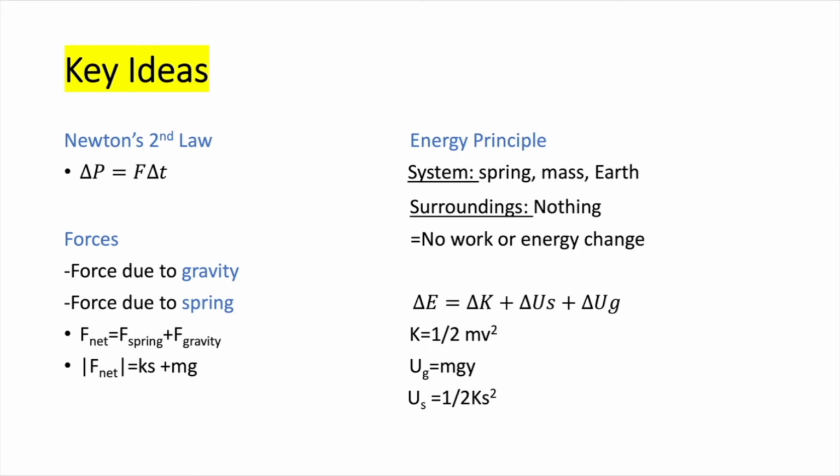Some key ideas are, first, Newton's second law of motion to predict the motion of the mass, because we know the net force at every single point. This net force is made up of the spring force and a gravitational force, and here we can see its equations.